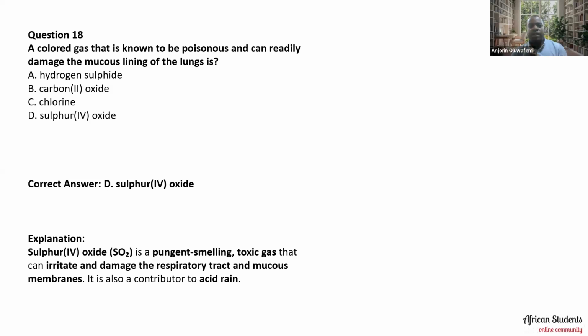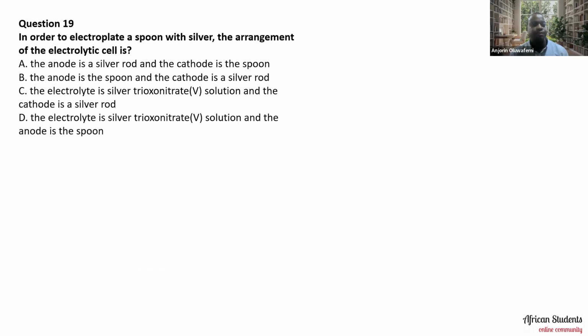Okay. All right. So we move on to the next question now. Question 19. In order to electroplate a spoon with silver, the arrangement of the electrolytic cell is: A, the anode is a silver rod and the cathode is the spoon. B, the anode is the spoon and the cathode is a silver rod. C, the electrolyte is silver(I) nitrate solution, and the cathode is a silver rod. D, the electrolyte is silver(I) nitrate solution, and the anode is the spoon.